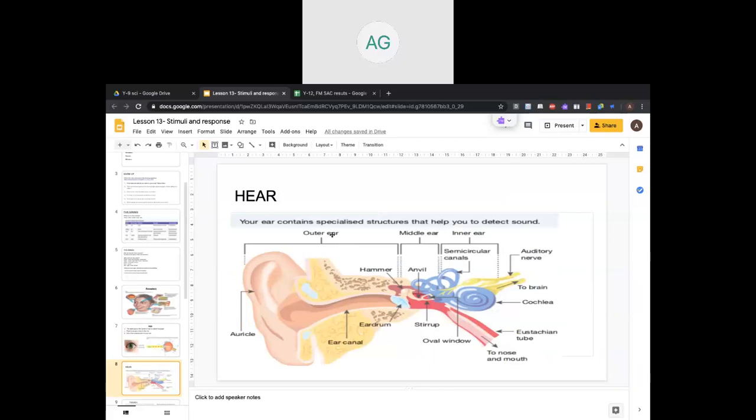Then hearing, you do not have to remember all that. You just have to remember there are three parts of the ear: outer, middle, and inner. And then there is an auditory nerve. So that is the inner part, cochlea, that sends the signal via the auditory nerve to the brain. That's what you have to remember.